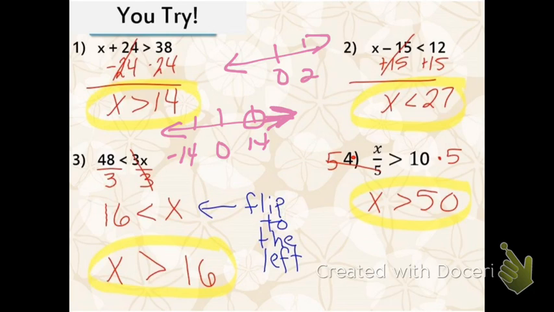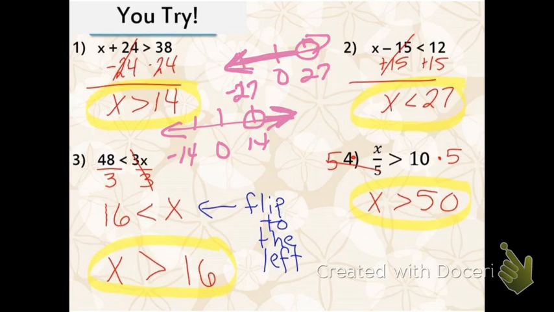Okay, number 2 should look like this. 0, 27 over here, negative 27 over there. Circle on 27, shaded to the right or the left? Yeah, to the left. I heard some mixed emotions about that. Okay, shaded to the left.